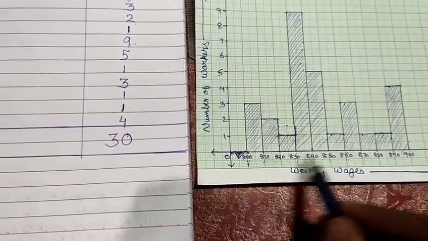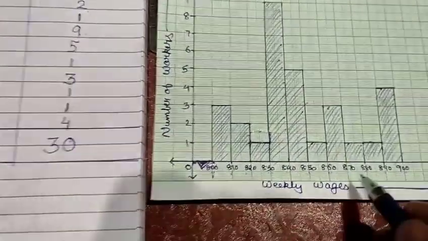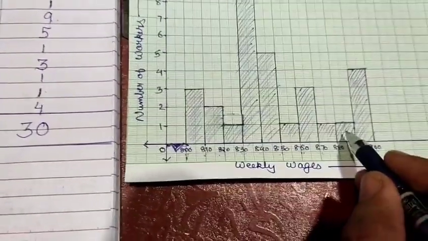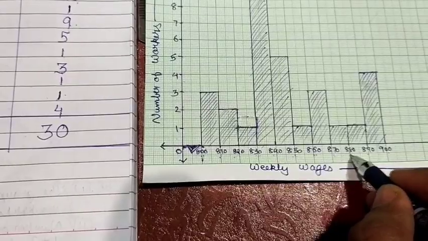It should be continuous. So it shows that 1 worker used to get a salary between 870 to 880. Next one is 1. So again draw a bar of 1 centimeter. It shows that 1 worker used to get a salary between 880 to 890.